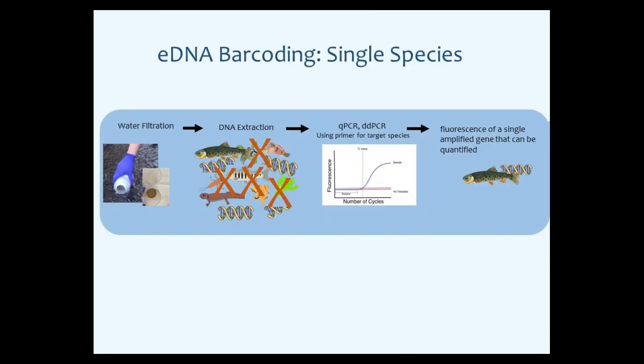I'm first going to start off presenting what's called eDNA barcoding, or sometimes single species eDNA. This is the eDNA approach that's typically used across most labs, especially in North America. I would say as a community of North American scientists, this is the approach that's primarily being used right now.